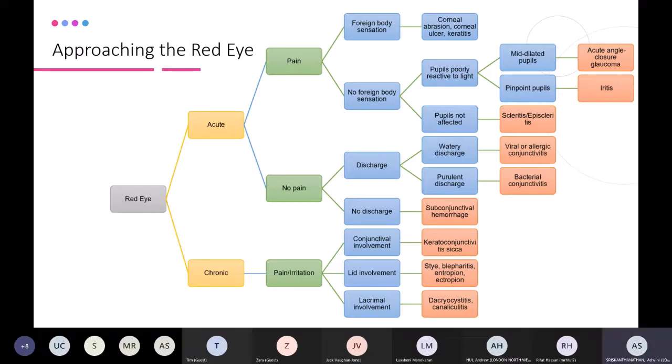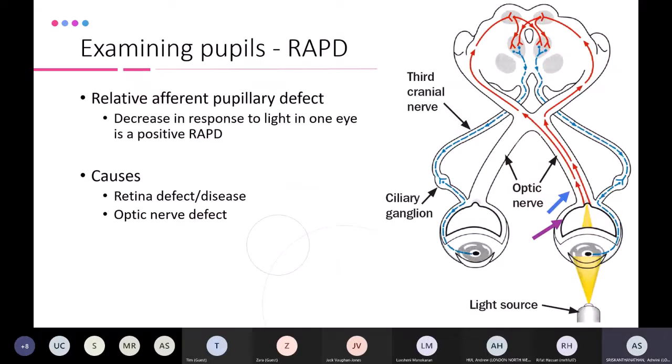Then, cool. So this is one, your RAPD, so your relative afferent pupillary defect. This is something that took me a while to get my head around, and I think I just about got my head around it by the time I got to finals. So with RAPD, it's looking for a decrease in the response to light in one eye, and if it's positive, that's with the decreased response in that one eye.